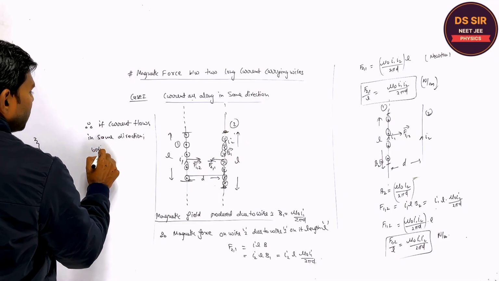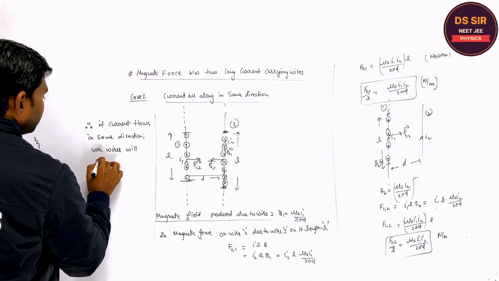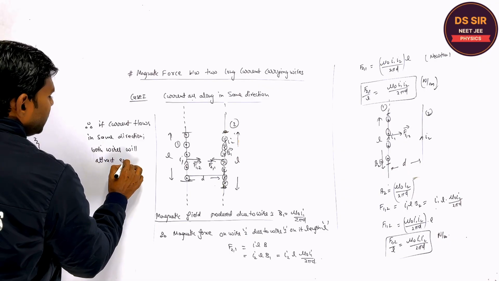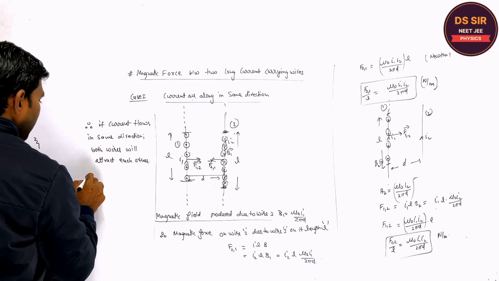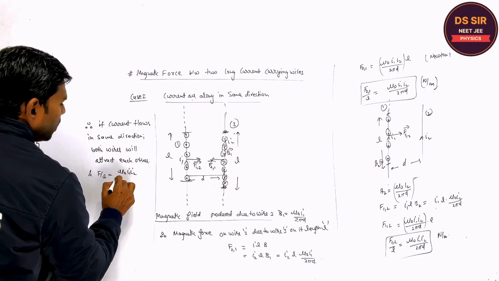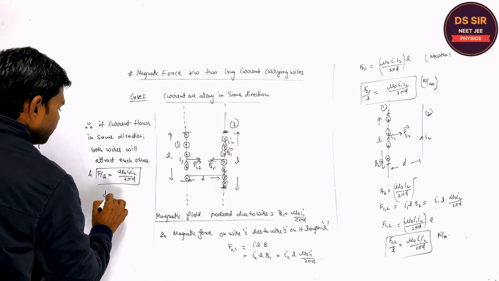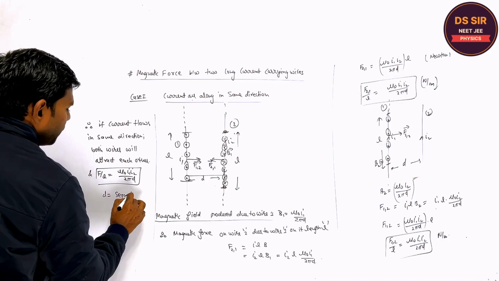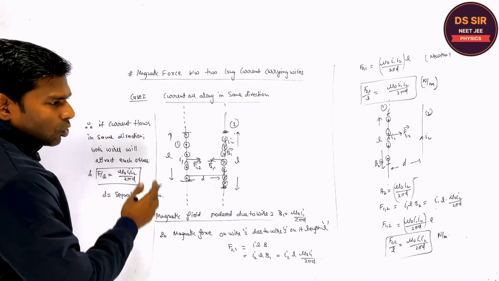Both wires will attract each other, right? Force of attraction will be there, and force per unit length is, you have to remember, mu naught I1 I2 upon 2 pi d. D is the separation between them. Fine. Right, copy this.